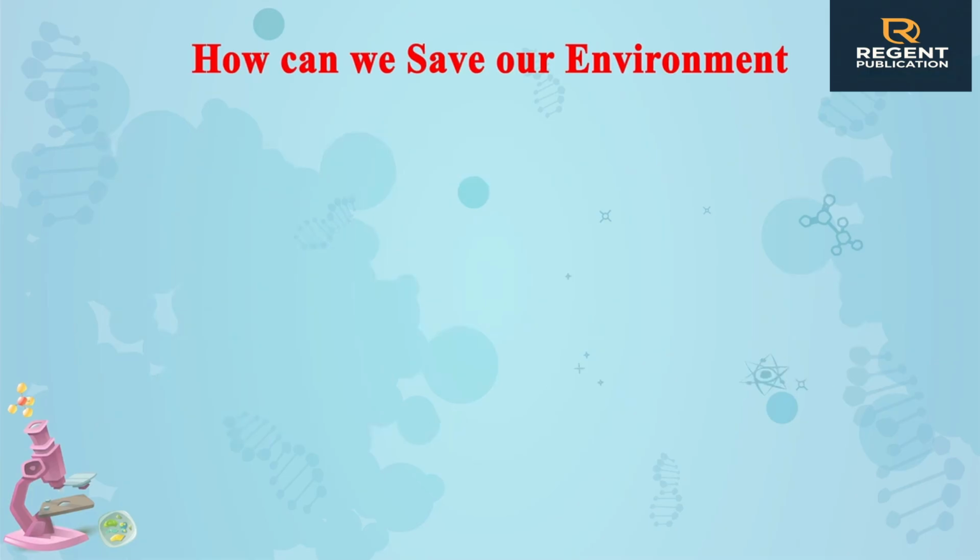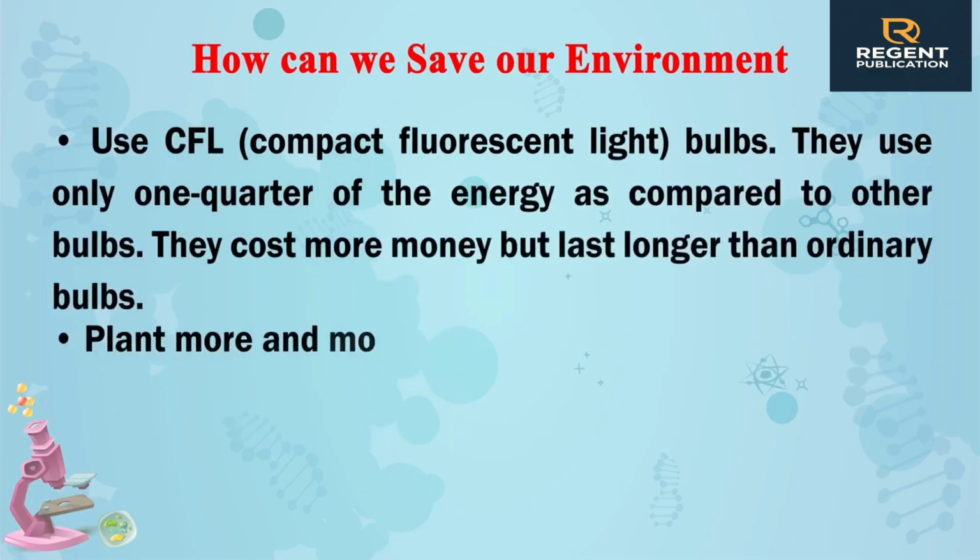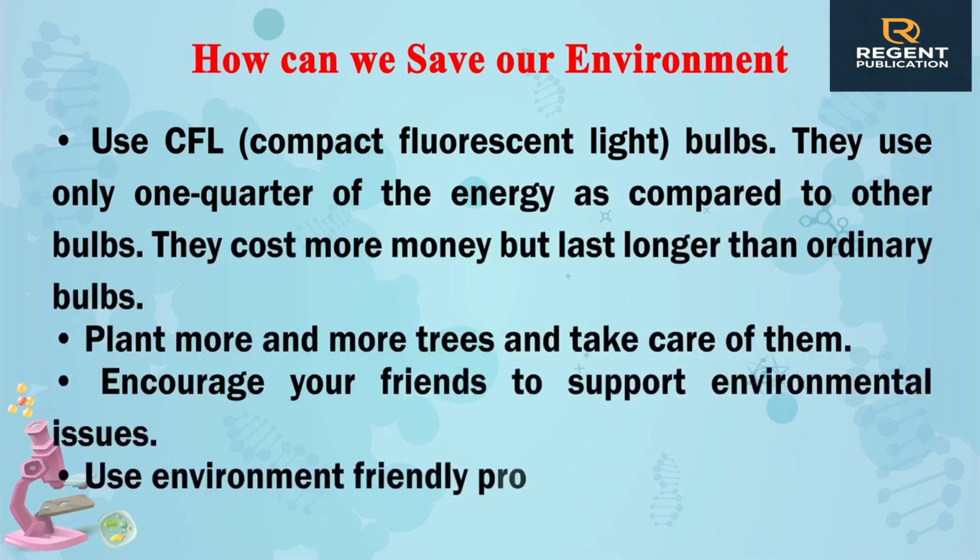Use CFL, compact fluorescent light bulbs. They use only 1/4 of the energy as compared to other bulbs. They cost more money but last longer than ordinary bulbs. Plant more and more trees and take care of them. Encourage your friends to support environmental issues. Use environment-friendly products like recycled paper.